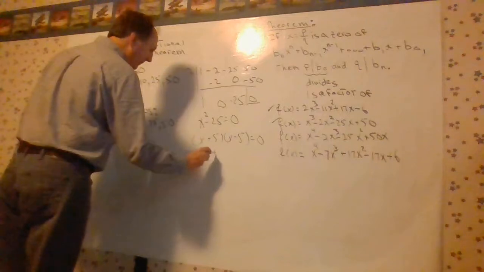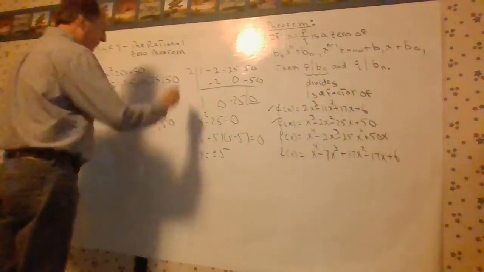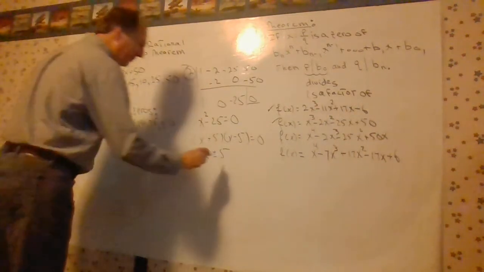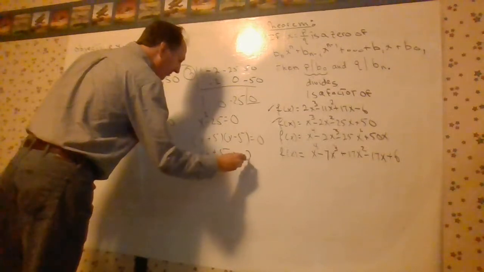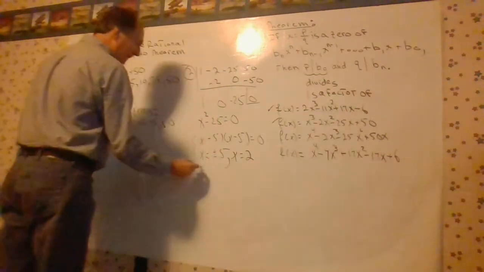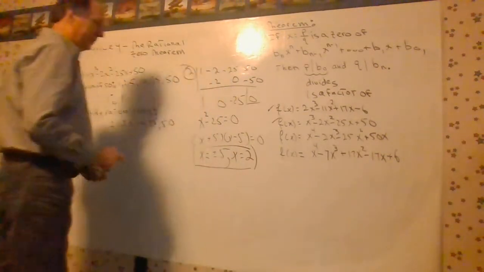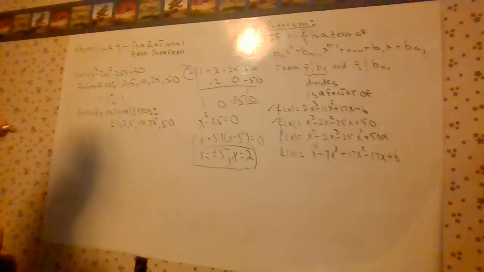And so we get plus or minus 5. And if you want to list out all the zeros, you have to put x equals 2 here. There's the zeros, and you can finish up with a factorization.